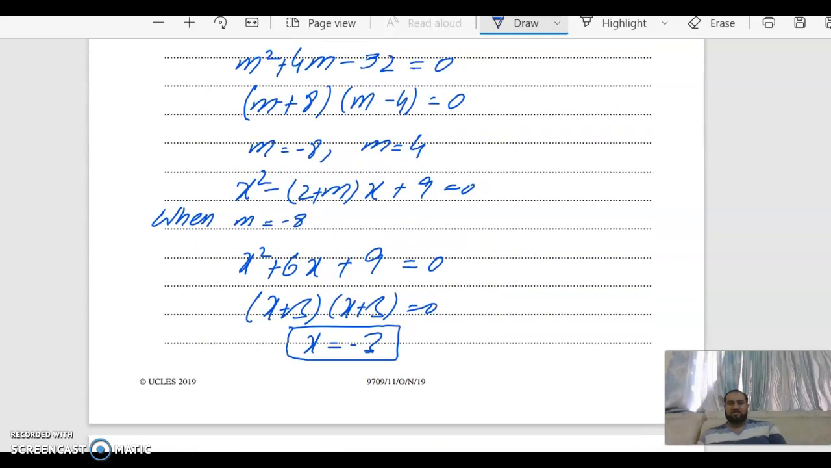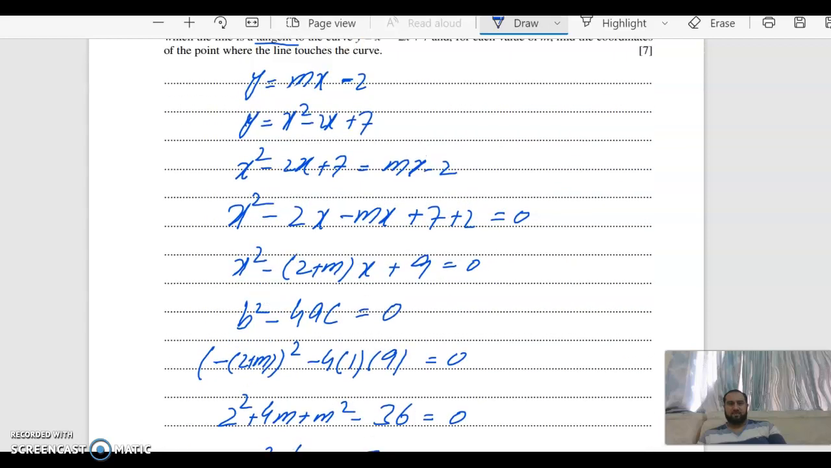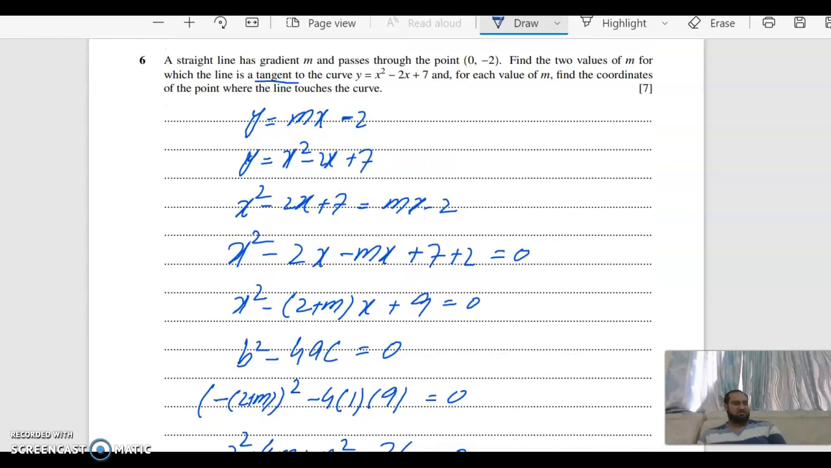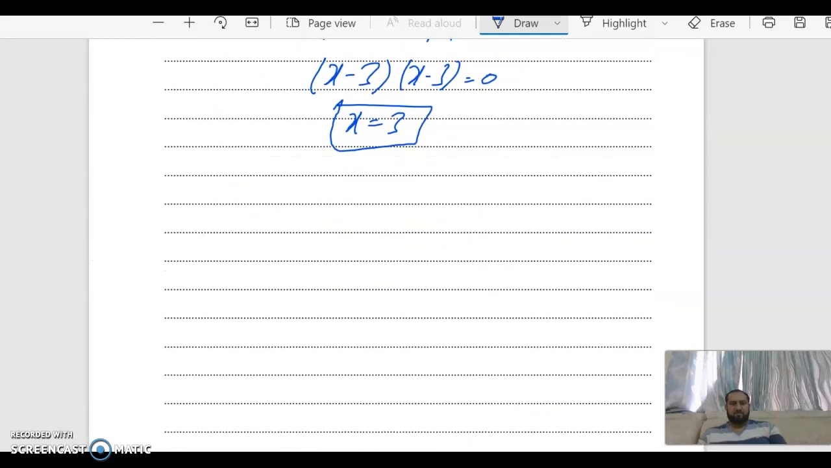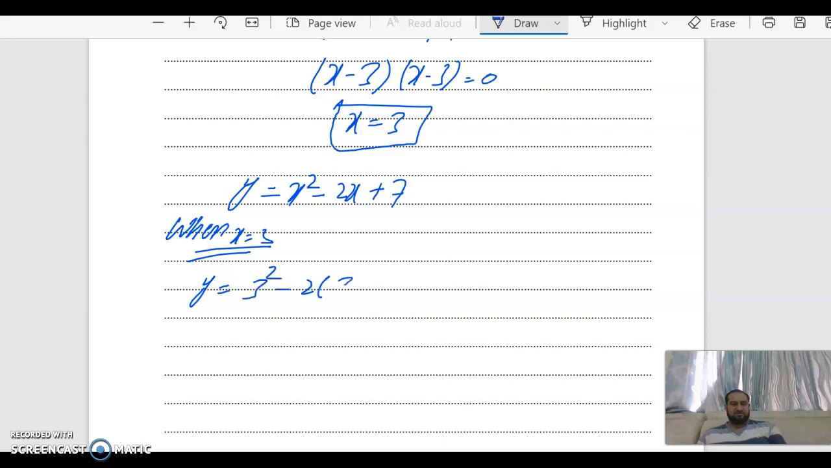Now once we know this value of x, we can put it into the equation y is equal to x squared minus 2x plus 7, so we can find the values. When x is equal to 3, y is equal to 3 squared minus 2 times 3 plus 7. So y is equal to 9 minus 6 plus 7. So y is equal to 10. So when x is 3, y is 10.